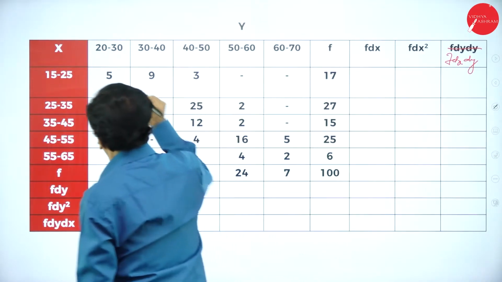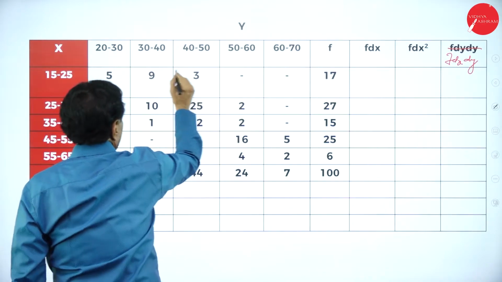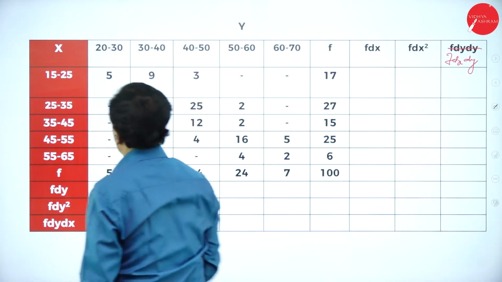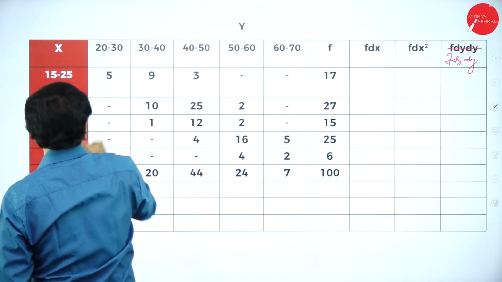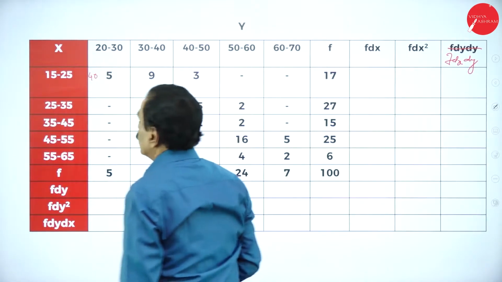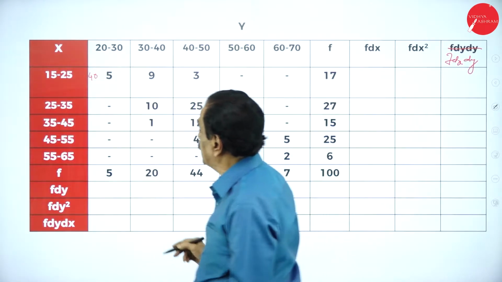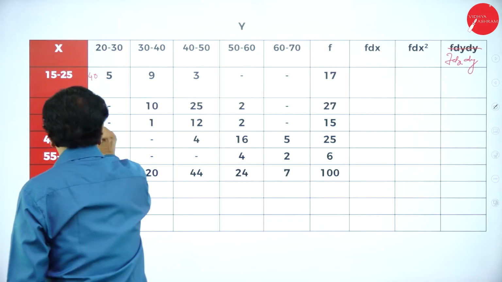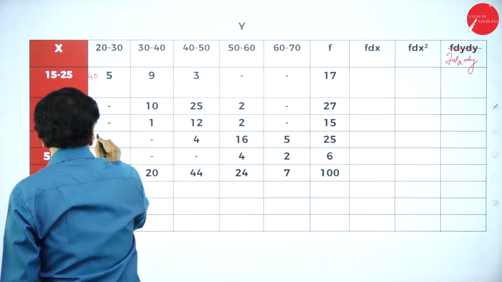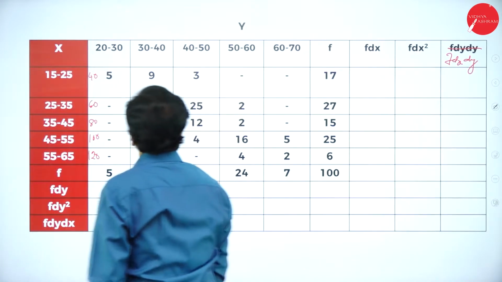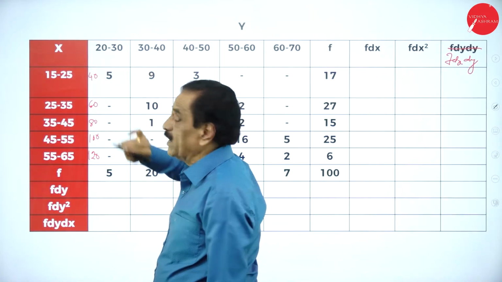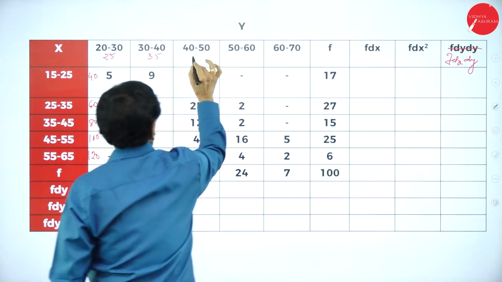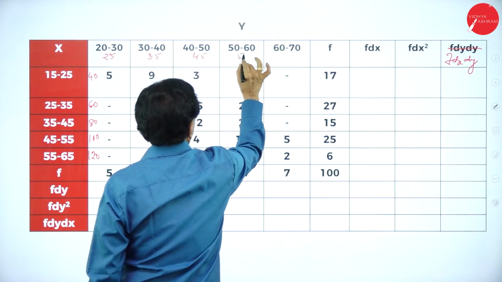So here is one step. For 20 to 30 you can take the mid value, or it is not necessary. You can put the 0 here. The mid values are 25, 35, 45, 55, 65.